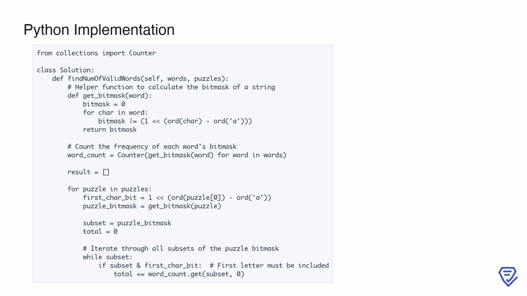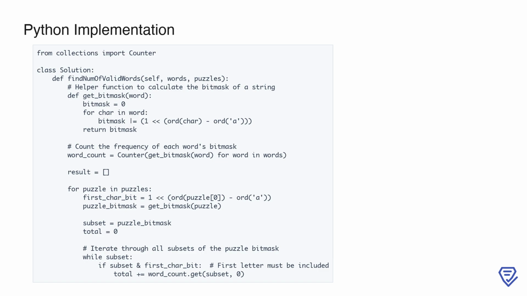By iterating through the characters of the word, we use bitwise OR operations to set the appropriate bits in the bitmask. Next, we create a counter object to store the frequency of each unique word bitmask, which is derived by applying the get_bitmask function to all words. This allows us to efficiently check how many words correspond to specific patterns later. After that, we initialize an empty list called result to store the number of valid words for each puzzle.